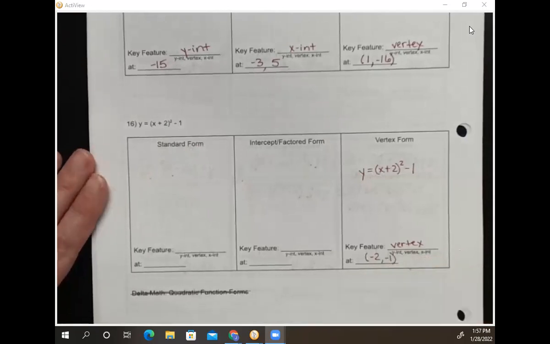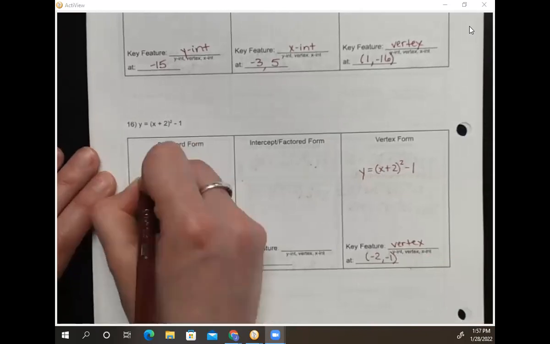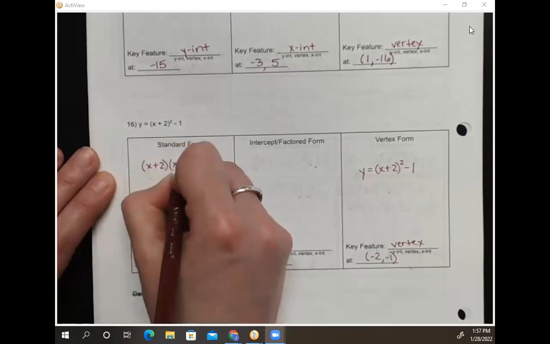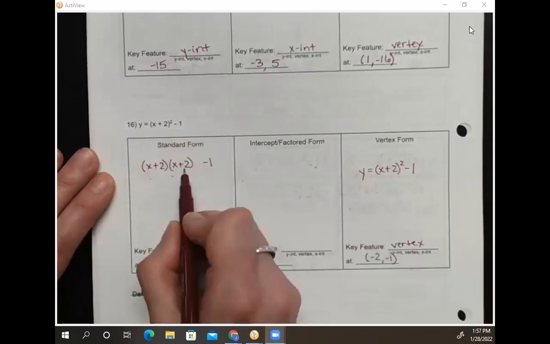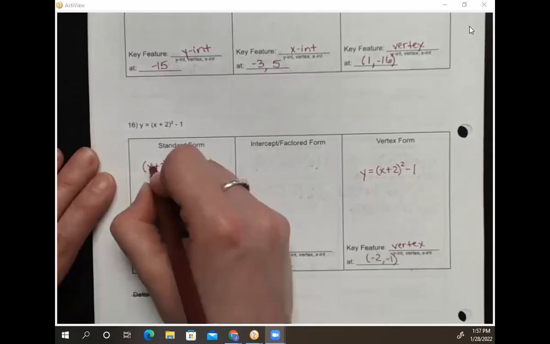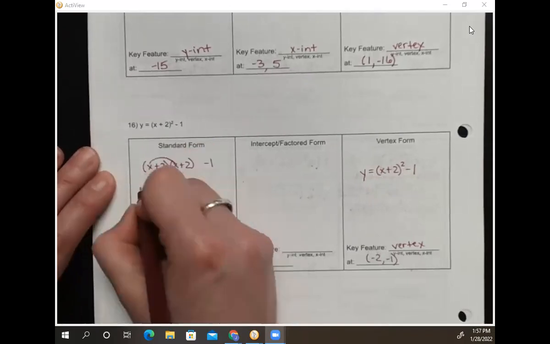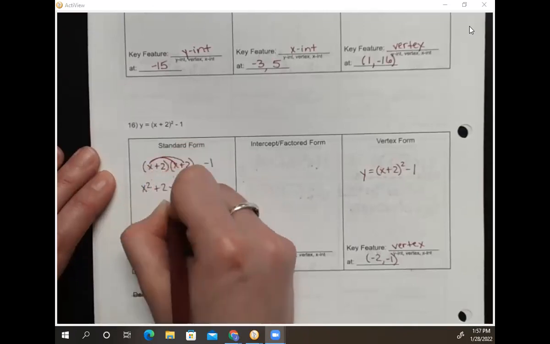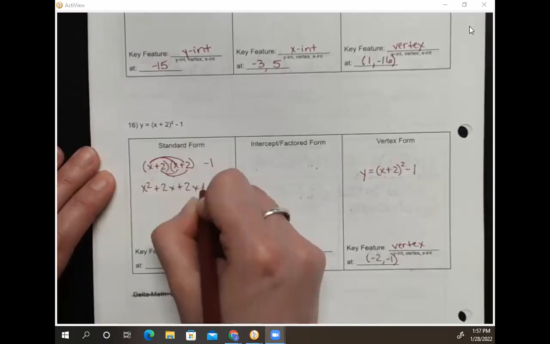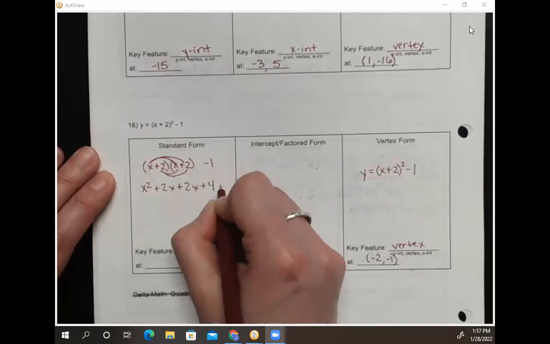From vertex form, I'm going to change this into standard form. So I have x plus 2 times x plus 2 minus 1. Remember that thing that's squared, I write it twice. That's what squared means. It means I have that thing times itself. And then I need to multiply these together. So x times x is x squared plus 2x plus 2x plus 4. And then don't forget your minus 1 at the end.